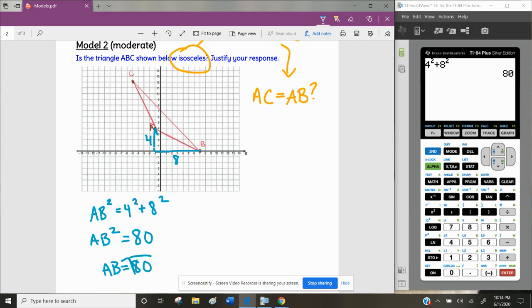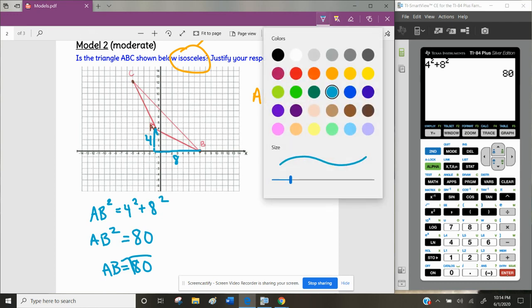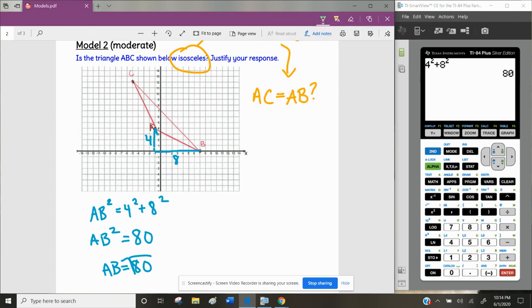Okay, so now we want to see, does AC give us that same amount? So we want to investigate that. So again, we're going to draw a right triangle. So I need AC to be the hypotenuse of that right triangle. So I drop the leg down till it meets A. So we have 1, 2, 3, 4. 1, 2, 3, 4, 5, 6, 7, 8. Okay, so we know that AC squared is going to be 4 squared plus 8 squared, and obviously that's going to give us AC squared is 80, and so AC is square root of 80.